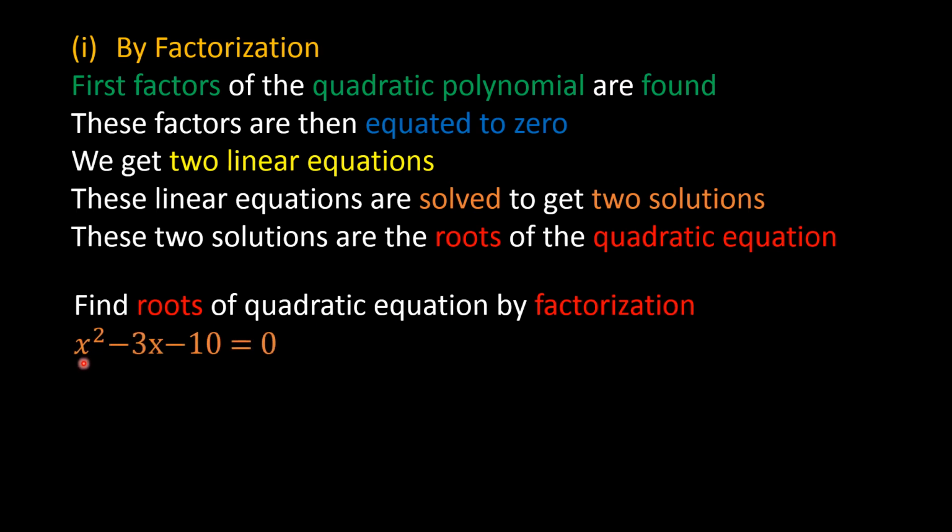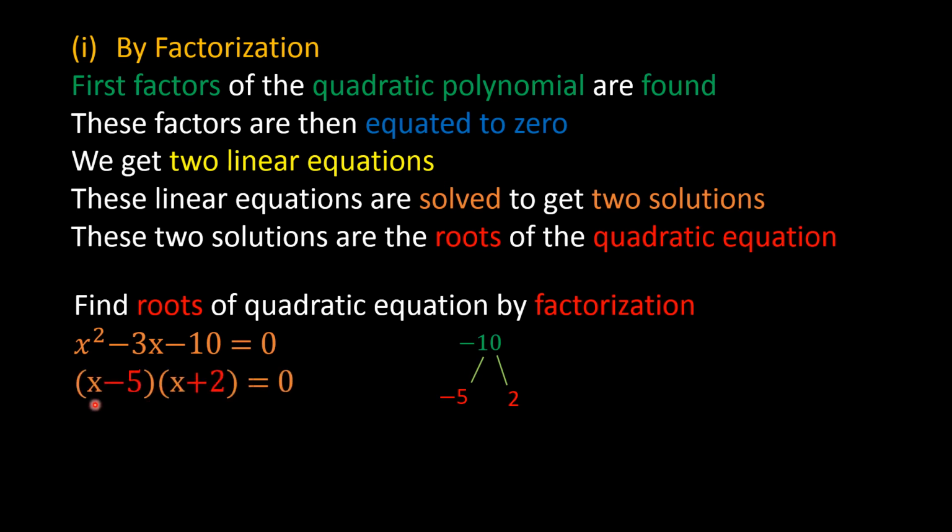The quadratic equation given is x squared minus 3x minus 10 equals 0. Here the coefficient of x squared is 1. So we will find two factors of the constant term minus 10 such that the sum of the two factors equals the coefficient of the middle term. Here two such factors are minus 5 and 2, and sum of minus 5 and 2 is minus 3, which is the coefficient of the middle term.